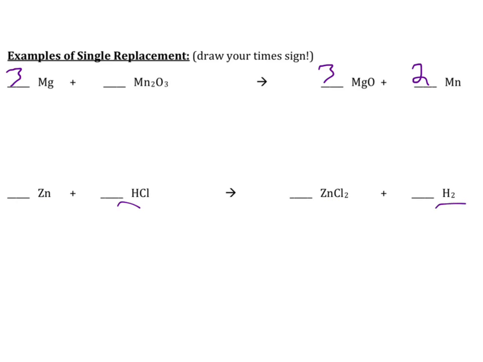1 zinc, 1 zinc. 1 hydrogen, 2 hydrogens. Okay, so we have to multiply this by 2. But when we do that, that also multiplies the chlorine by 2. And oh, look, there happen to be 2 chlorines over there. So for this particular one, the only thing you need to balance is putting a 2 here. So this is a review from last time we did these practice problems.